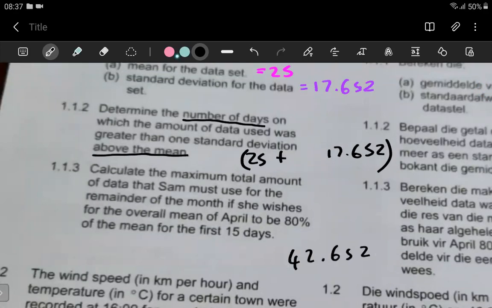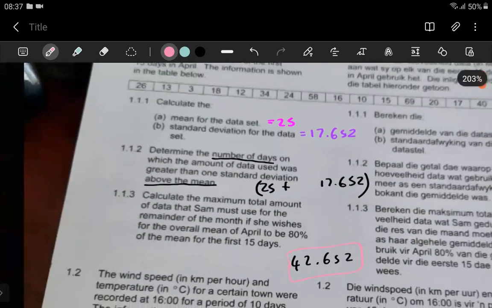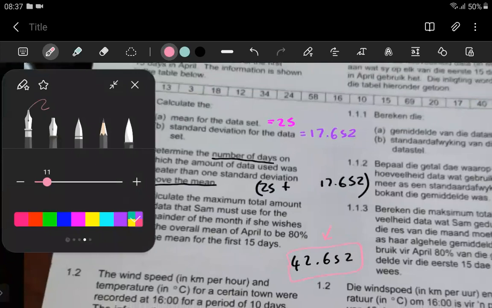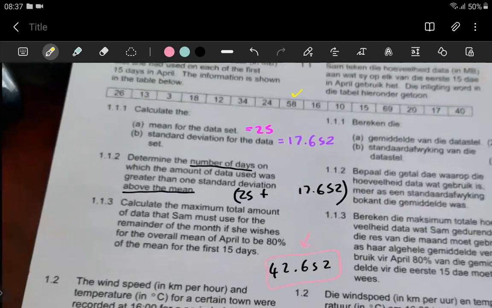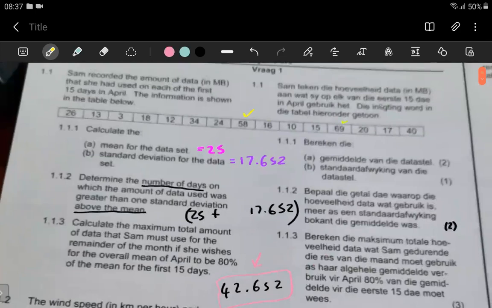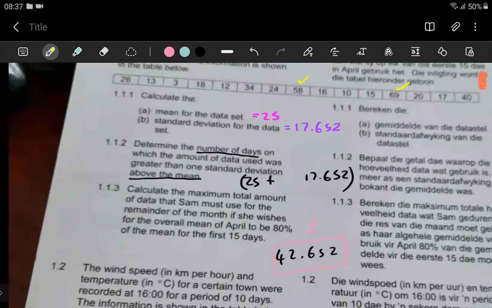So this number here, you want to look for one standard deviation. This is saying any number that is above this is a number that is above one standard deviation of the mean. So the values that are above this, you have 1 and you have 2. You see? Okay. So that's two numbers. But how do you determine that again? The 58 and 69.